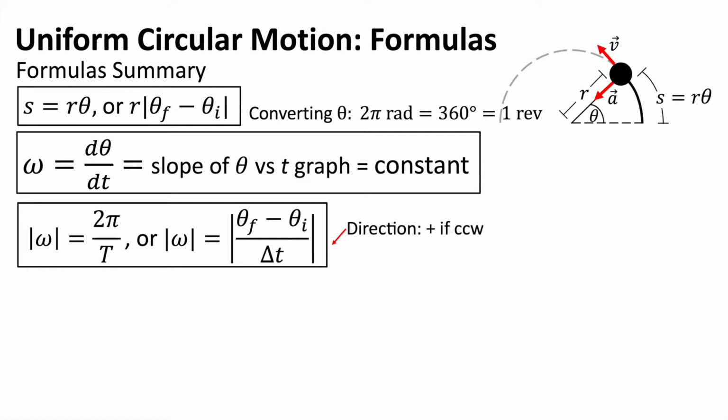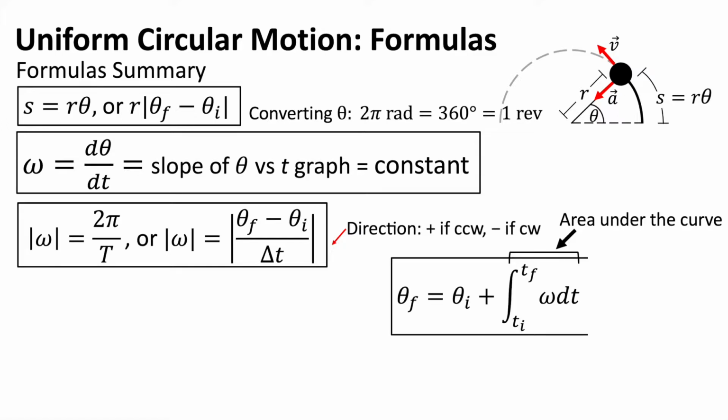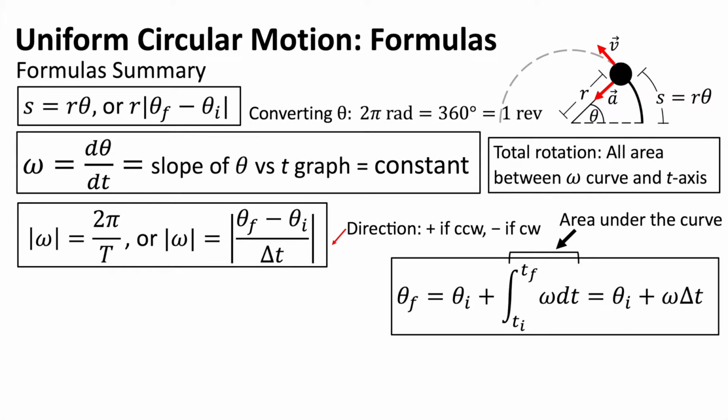Also, we can use omega to find theta. We can solve for the final theta by taking the initial theta and adding the area under the omega versus time curve. That area is often just a bunch of rectangles, with a height of omega and a width of delta time, the difference between the initial and final times. We can also use omega to find the total rotation experienced by a particle, regardless of which direction it was in. To find that total rotation, we add up all the area between the curve and the horizontal axis. You take the area above the horizontal axis and add the area below it.